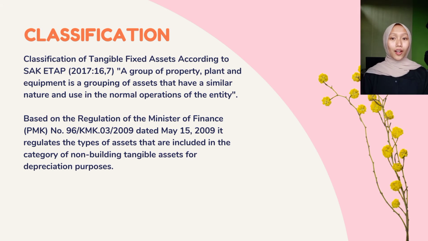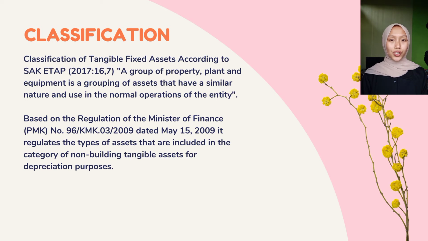And then, grouping of tangible fixed assets. According to SAK ETAP, a group of property, plant, and equipment is a grouping of assets that have a similar nature and use in the normal operation of the entity. The following is an example of a fixed asset group. There are land and building, machine, wood, and then aircraft, then motor vehicle, furniture, and office equipment.